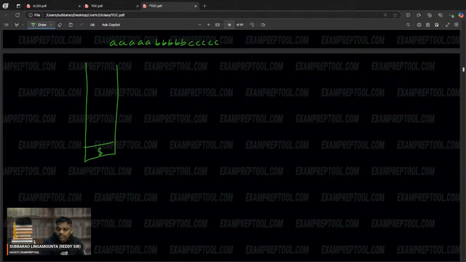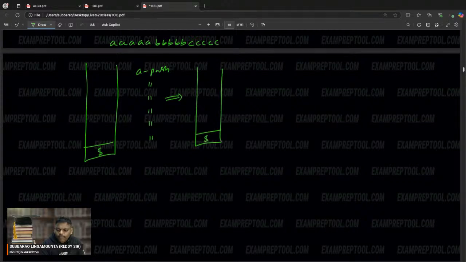Now see the logic. A is coming, push. So like that, A is coming, push, for every A. Now if you see the stack, it looks like this: dollar, and all A's will be pushed.